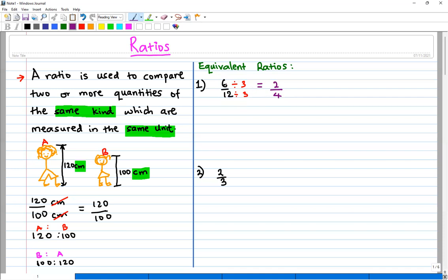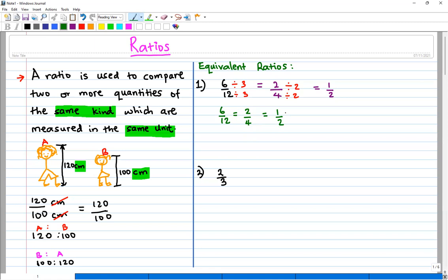Now, 6 out of 12 is equal to 2 out of 4. So these two, we call them equivalent fractions. But also we can go ahead and divide this 2 by 2 and 4 by 2. And then this will give us 1 out of 2, because 2 by 2, you get 1, and 4 by 2, you get 2. Now, we go ahead and say that still 6 out of 12 is equal to 2 out of 4, and again equal to 1 out of 2.